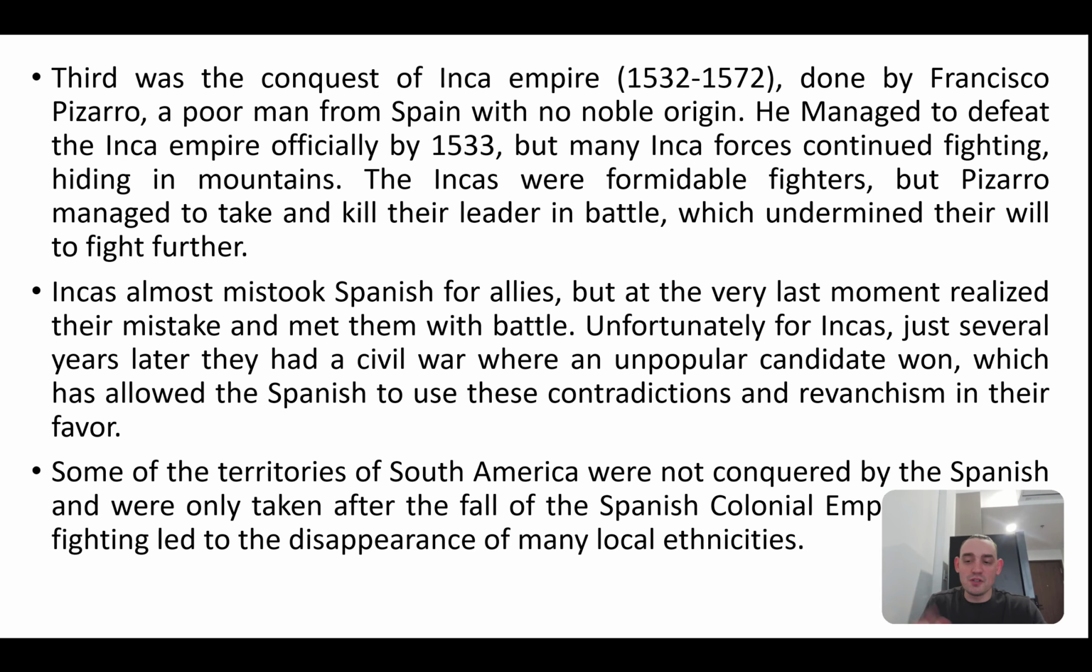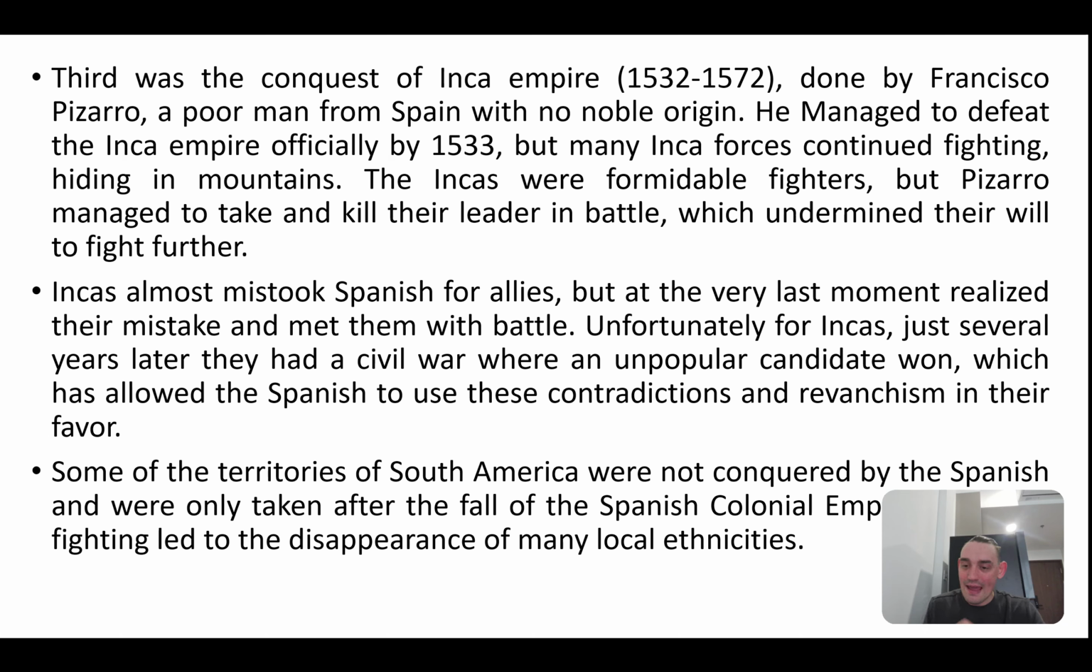The Incas almost mistook the Spanish for allies, as well as the Mayans and the Aztecs, almost. But at the very last point, the envoy came and said, no, they're not allies, they're enemies, they're here to conquer us, prepare for battle. And they did. They gave them a hell of a battle. Unfortunately for the Incas, again, the way they were fighting their battles was a little different.